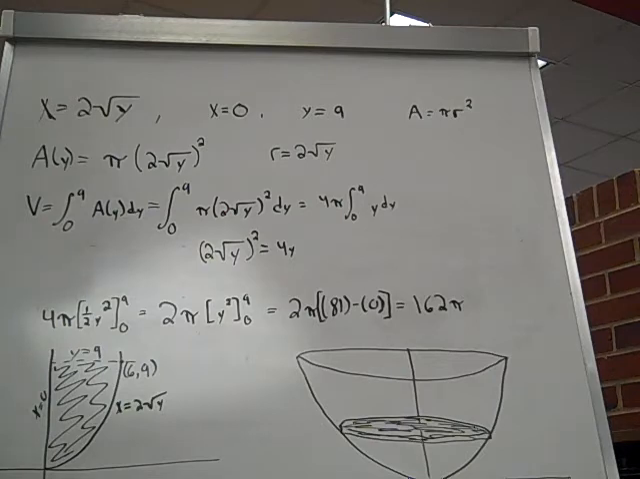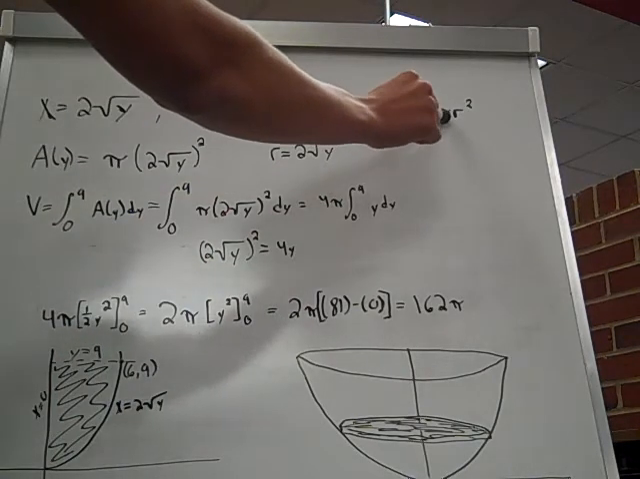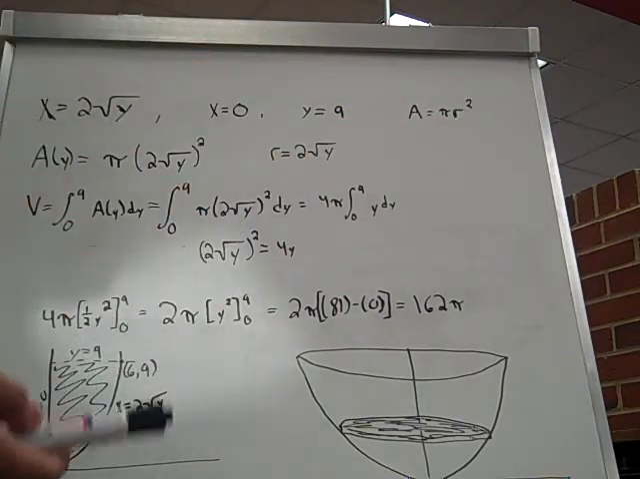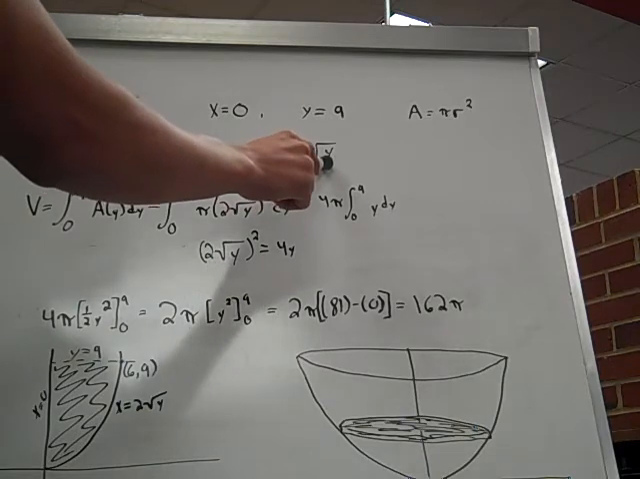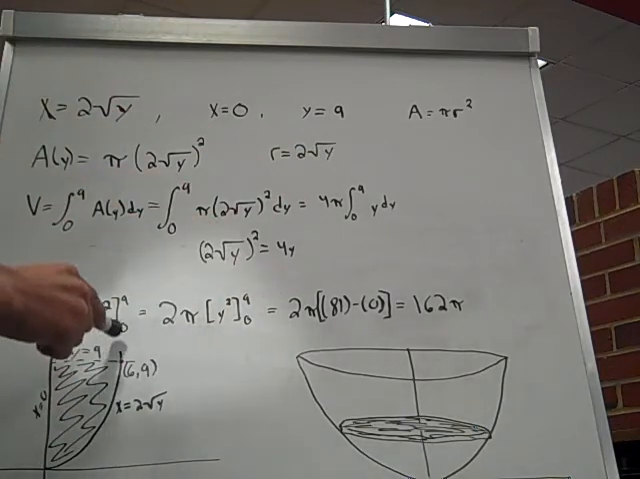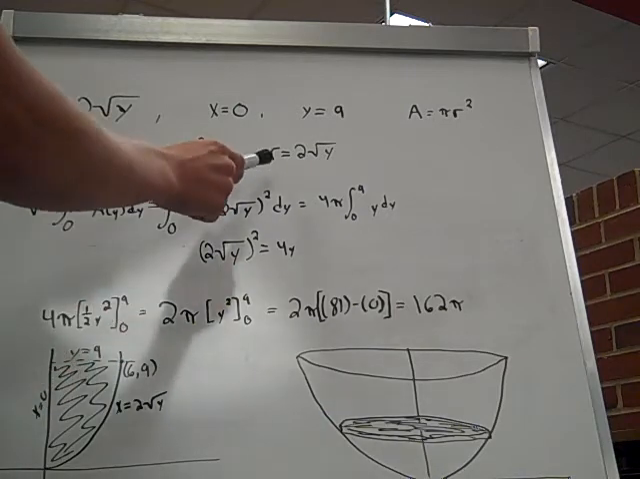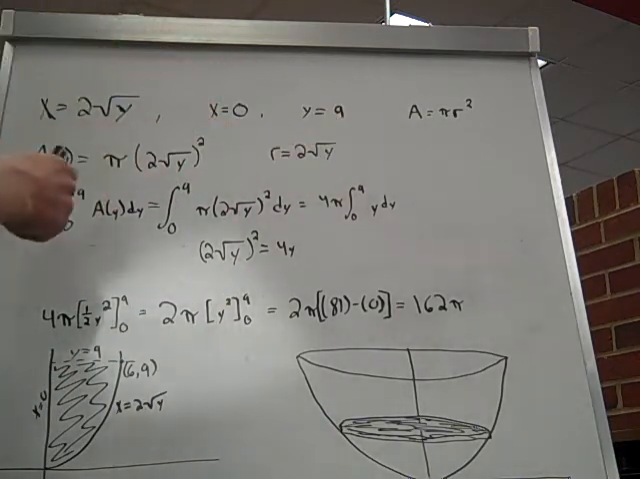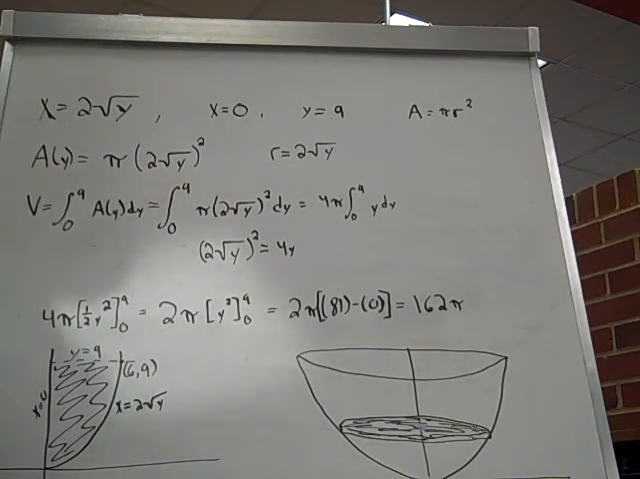The formula for area, which we need to use a lot in this problem, is area is equal to pi times r squared. The first thing we need to do is figure out what r is, and it is equal to 2 times the square root of y, which gives us this line right here. So the next thing we do is plug that into our area formula, and we get area with respect to y is equal to pi times the quantity of 2 times the square root of y all squared. And that will give us the area of this shaded region.